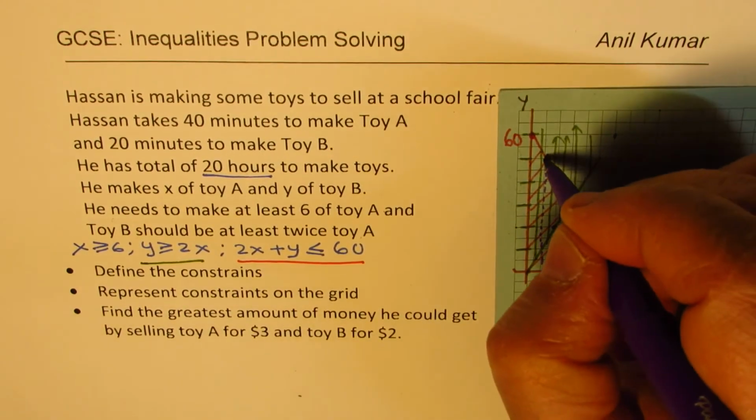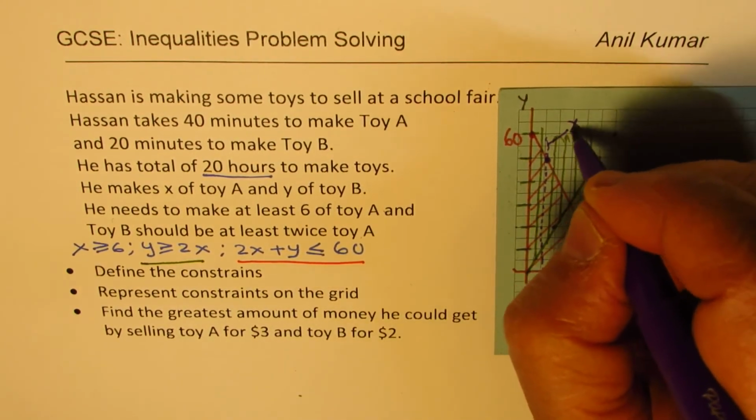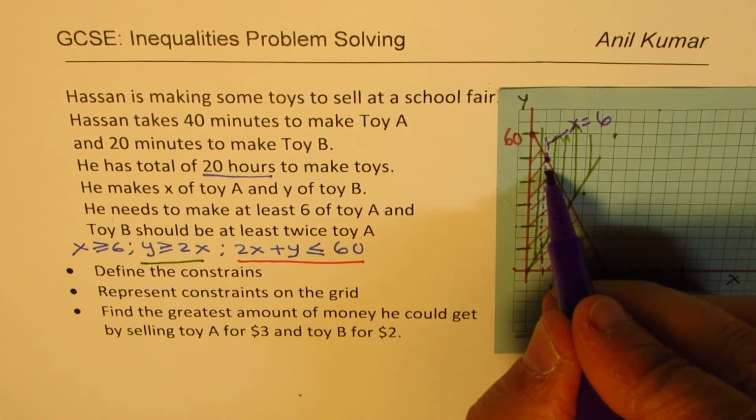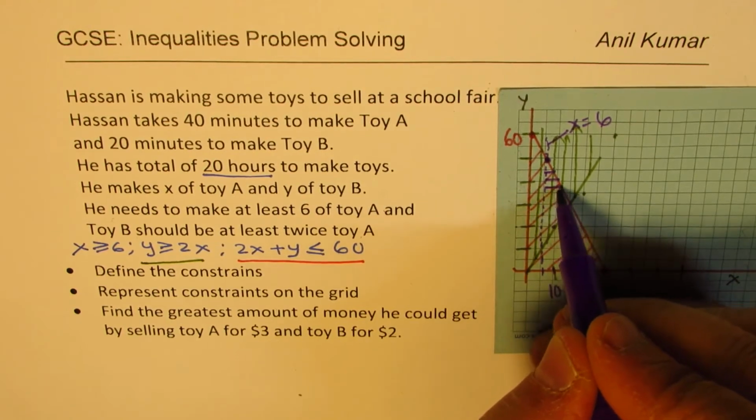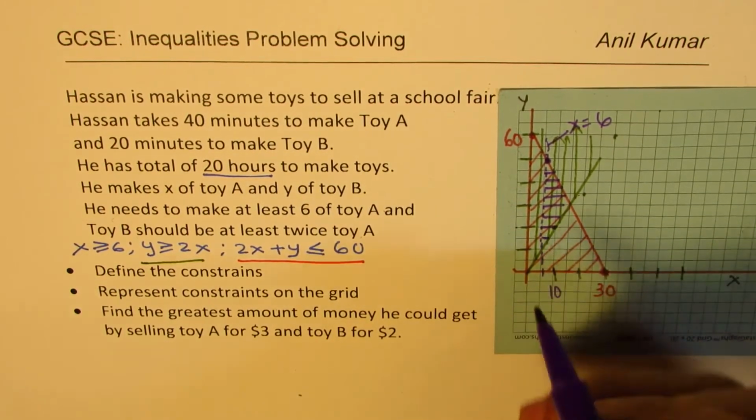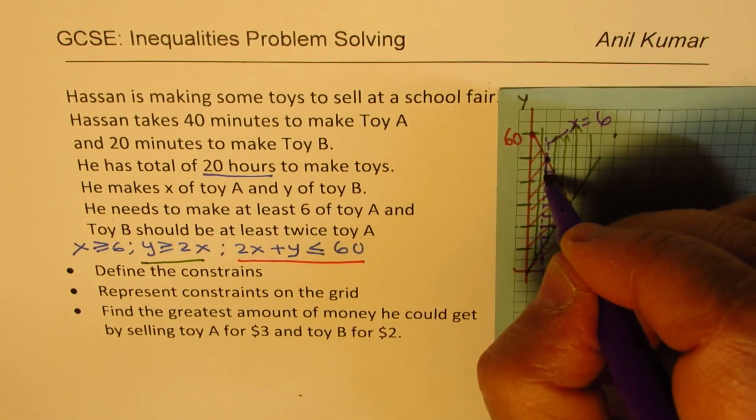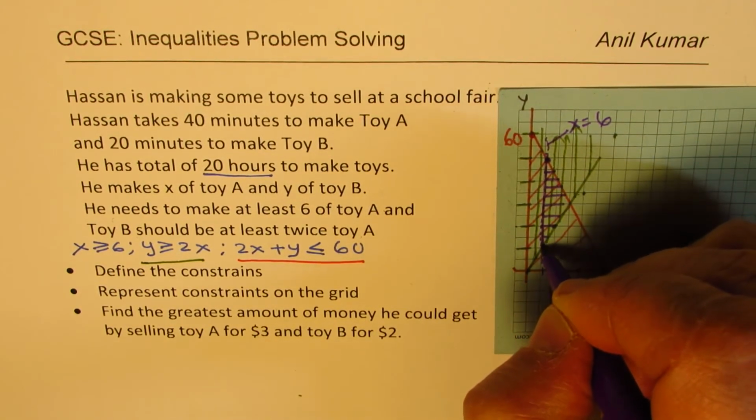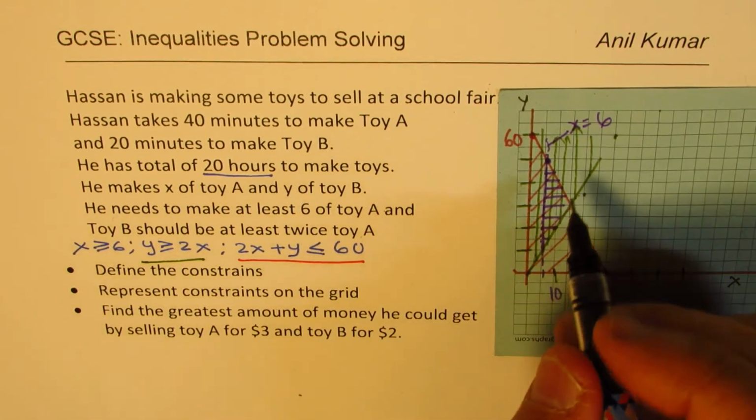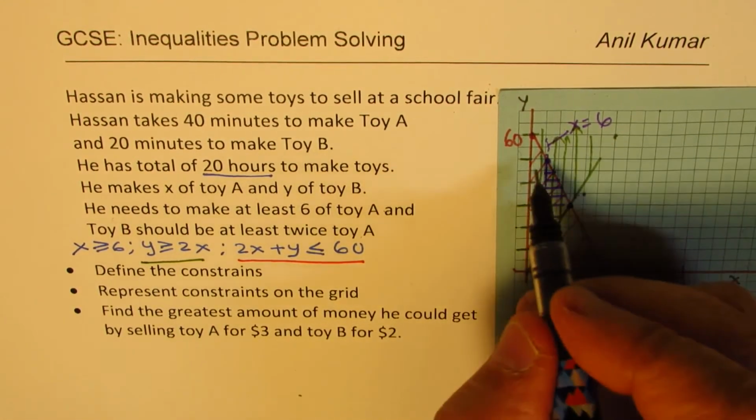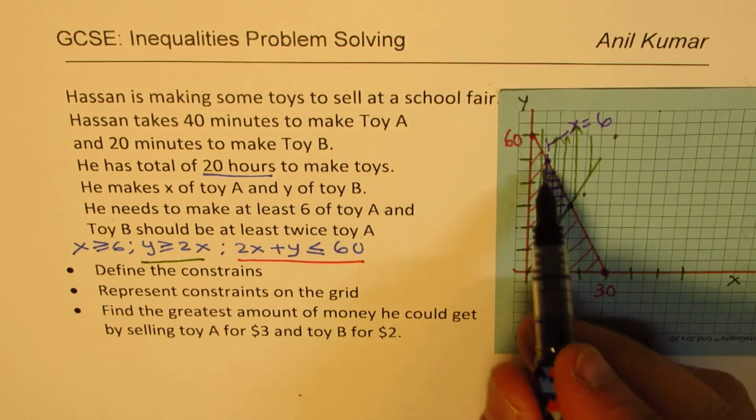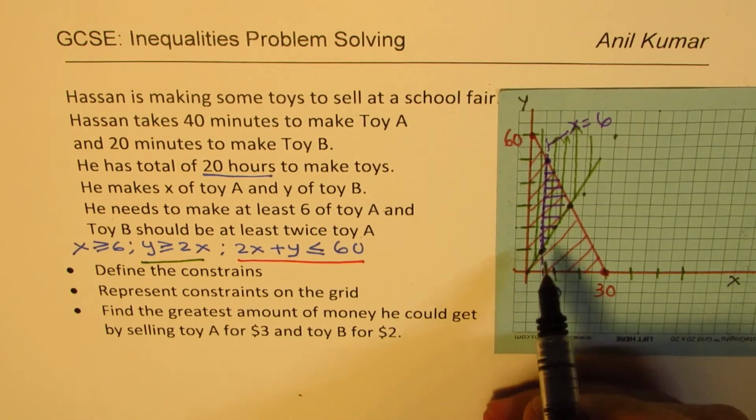So this is the line, let me write this as x equals to 6. When we say greater than, we are looking into this portion. Correct? So we have a triangle here to work with. Now, to find the maximum earnings in this particular case, we have to analyze these 3 critical points.